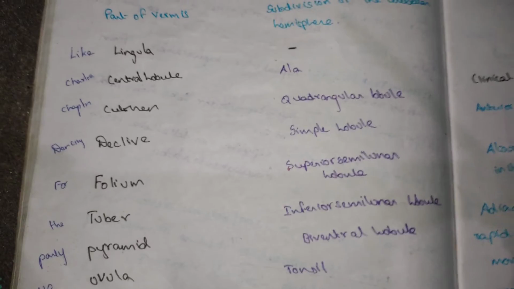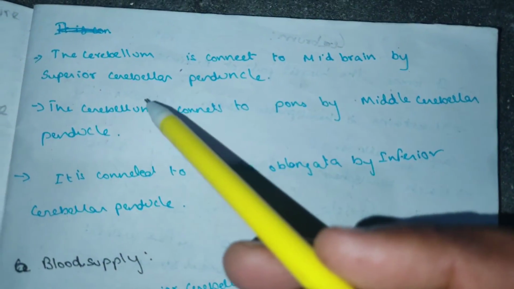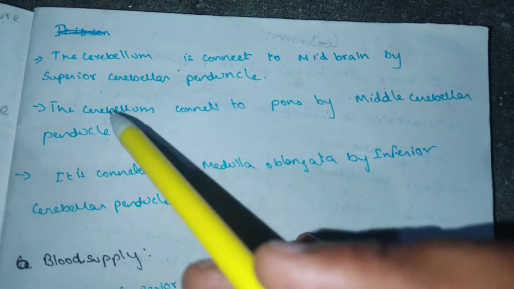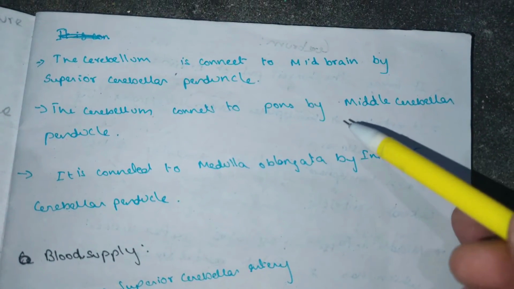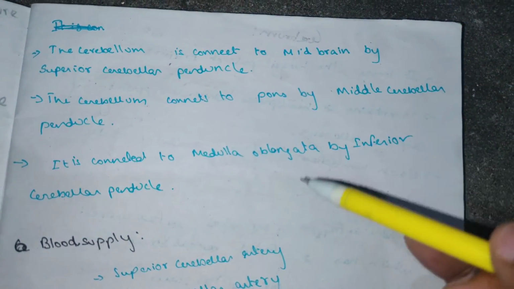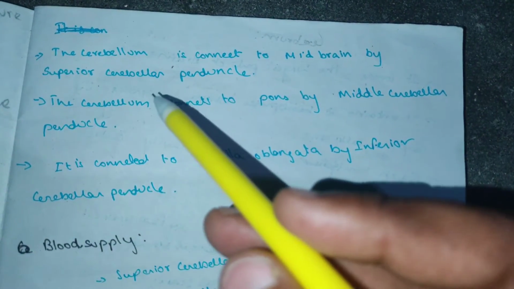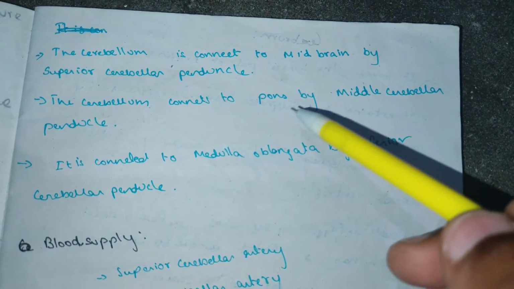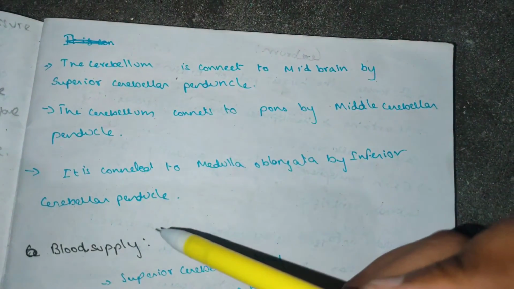The cerebellum connects to the midbrain by the superior cerebellar peduncle. According to the brainstem structure, first there is the midbrain, then the pons and the medulla oblongata. The midbrain, the uppermost, is connected by the superior cerebellar peduncle, the pons in the middle by the middle cerebellar peduncle, and the medulla oblongata below by the inferior cerebellar peduncle.